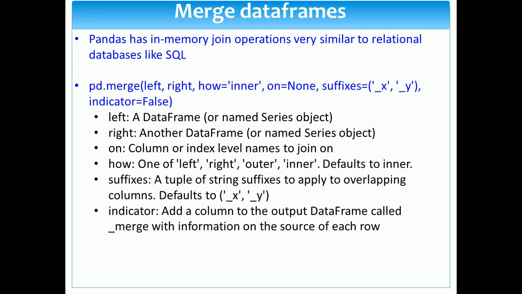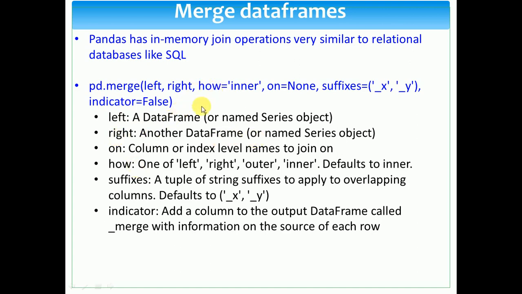There is a method that is part of pandas, and that is called merge, and it takes various parameters. Primarily it is going to take two parameters. The first two are going to be the data frames, written here as left and right. Left is a data frame, or it can be a named series object. We have seen named series objects in the previous videos. So left is the first data frame, then right is the other data frame.